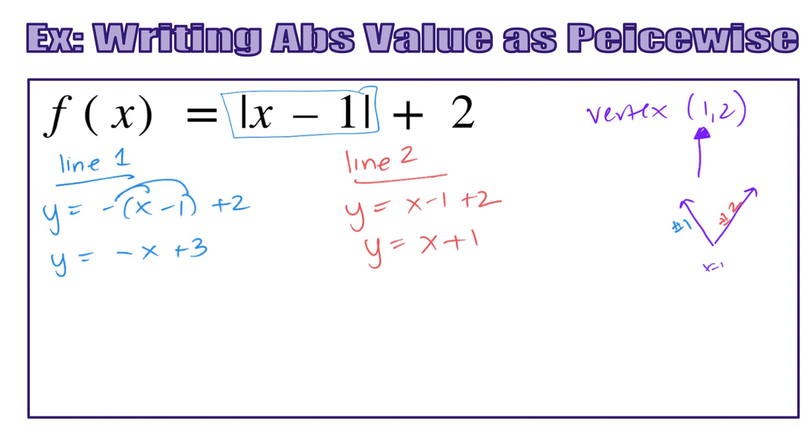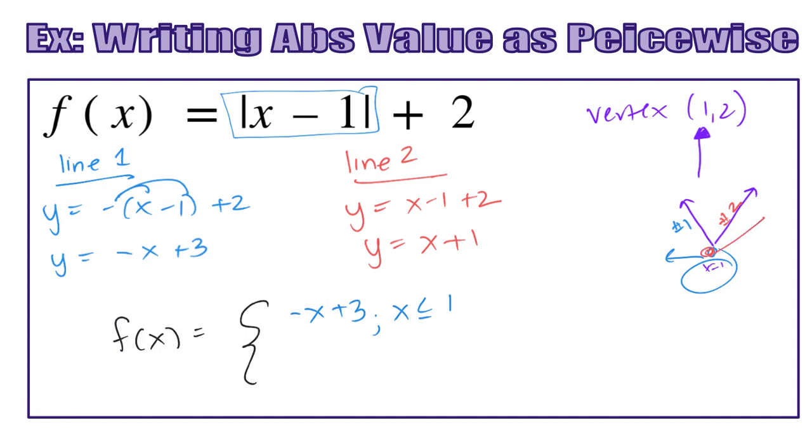So let's go ahead and set this up as a piecewise function. The first piece of our piecewise function is going to be -x plus 3. And this is true as long as x is less than or equal to the x part of the vertex. I'm going to put a semicolon, x less than or equal to +1.